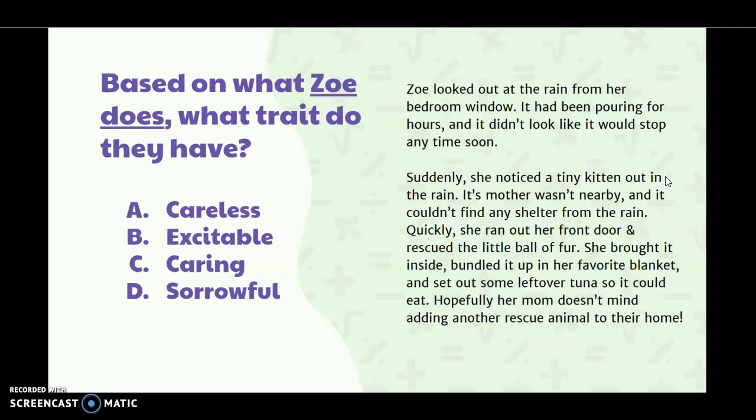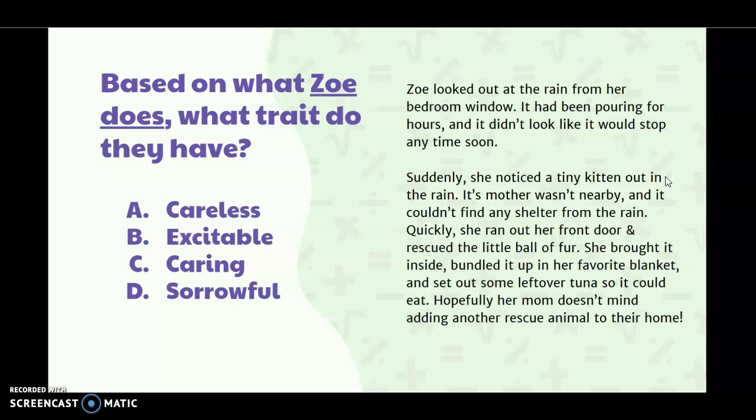Next scenario, we are looking at what Zoe does. Zoe looked out at the rain from her bedroom window. It had been pouring for hours, and it didn't look like it would stop anytime soon. Suddenly, she noticed a tiny kitten out in the rain. Its mother wasn't nearby, and it couldn't find any shelter. Quickly, she ran out her front door and rescued the little ball of fur. She brought it inside, bundled it up in her favorite blanket, and set out some leftover tuna so it could eat. Hopefully, her mom doesn't mind adding another rescue animal to their home.